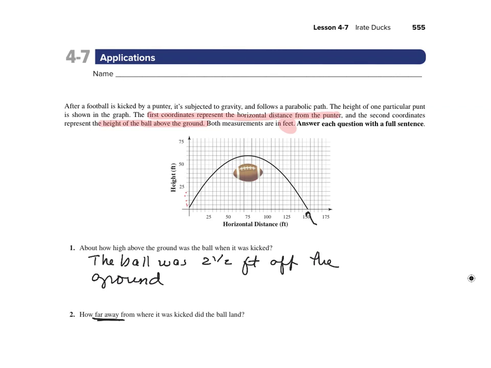Let's see how these are numbered. So it looks like 150, 560, 575. So that looks like about 152. So it landed 152 feet away.